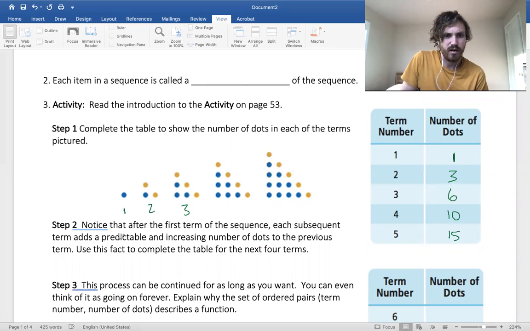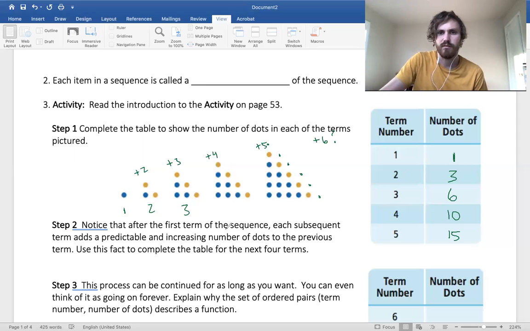So we can recognize a pattern here. It says, notice that after the first term of the sequence, each subsequent term adds a predictable and increasing number of dots to the previous term. So here we added 2, then we added 3, then we added 4, then we added 5. So we might expect that the next one we would add 6, right? And if we put these dots here, we can see that yes, you would add 6 to find the next term. So use this fact to complete the table for the next 4 terms.